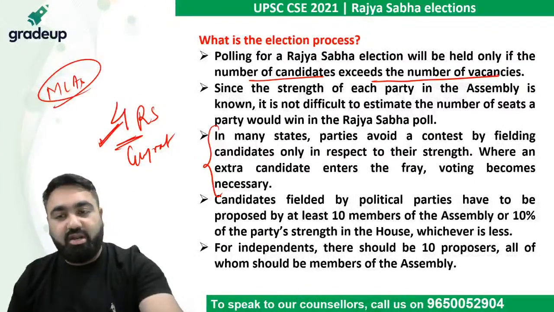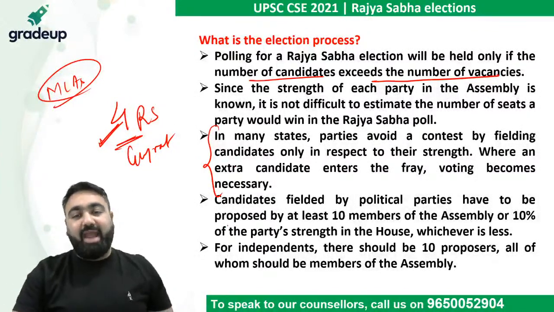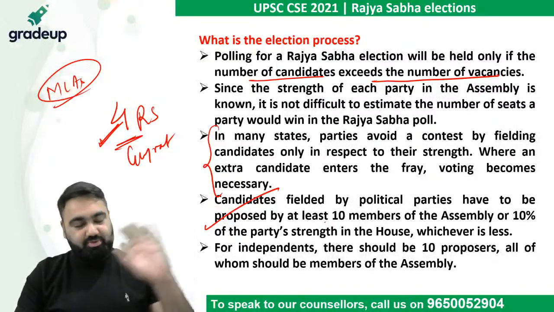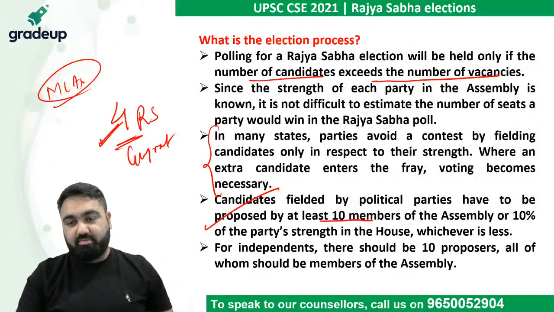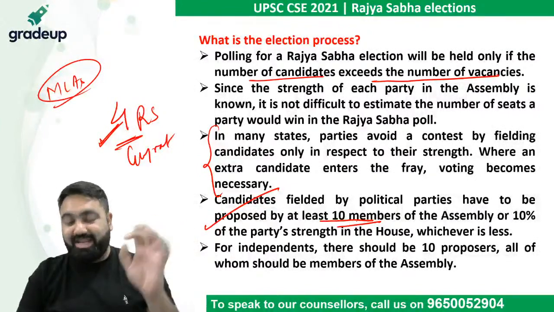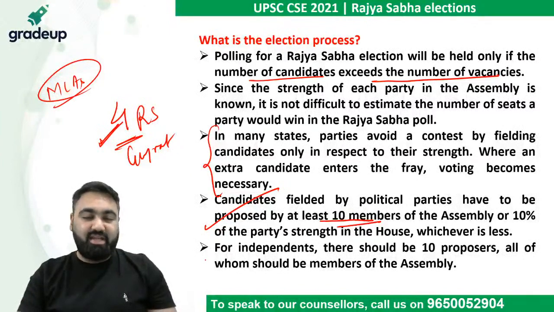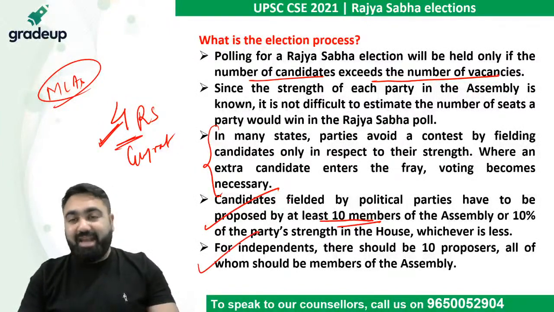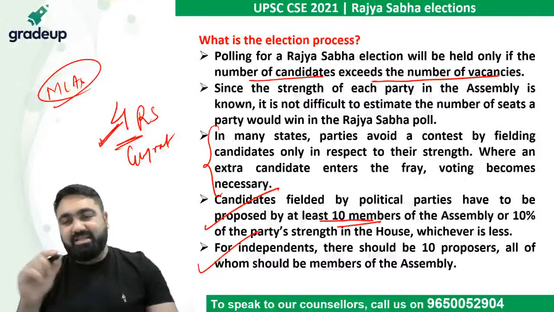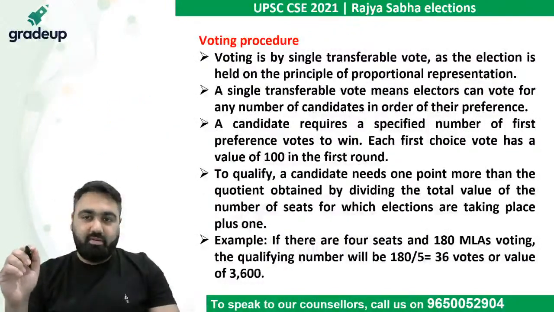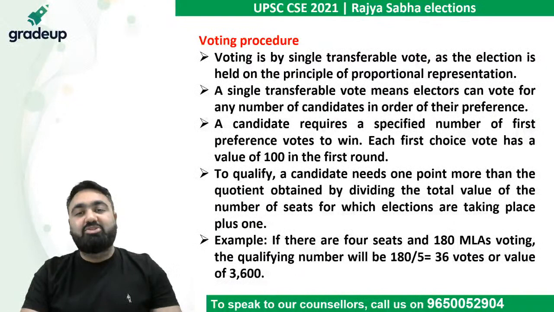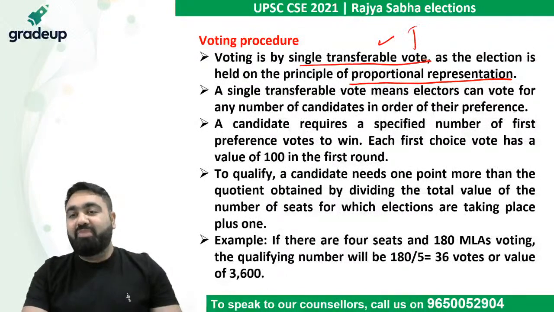If anyone wants to contest the Rajya Sabha election, the candidate has to have at least 10 proposers. It means at least 10 people should sign on the form that yes, he has to contest the election. For an independent also, at least 10 people have to sign on the paper that this person wants to contest the election. As I said, the voting method is not simple. The voting method for Rajya Sabha is proportional representation by single transferable vote, the same method that is applied to the President of India's election.